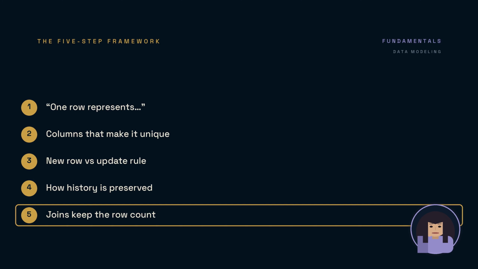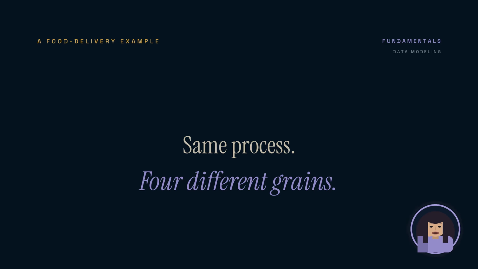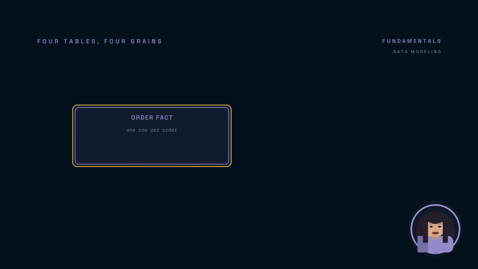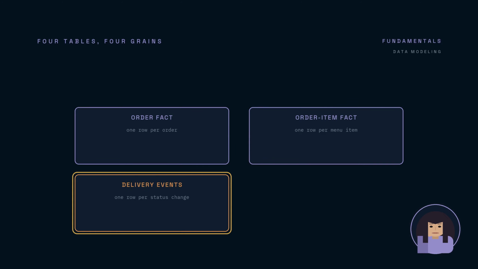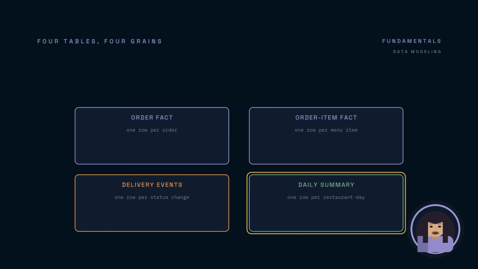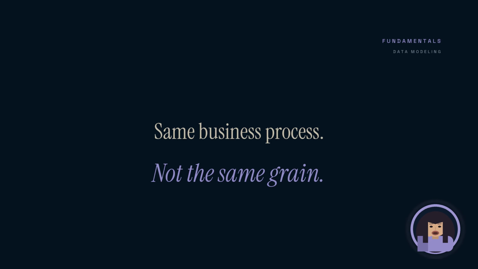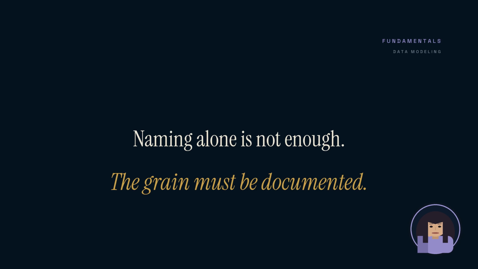Let us use a food delivery example. An order fact table may have one row per order. An order item fact table may have one row per menu item within an order. A delivery event table may have one row per status change, such as accepted, picked up, or delivered. A daily restaurant summary may have one row per restaurant per day. These tables belong to the same business process, but they do not share the same grain. That is why naming alone is not enough. The grain must be documented.